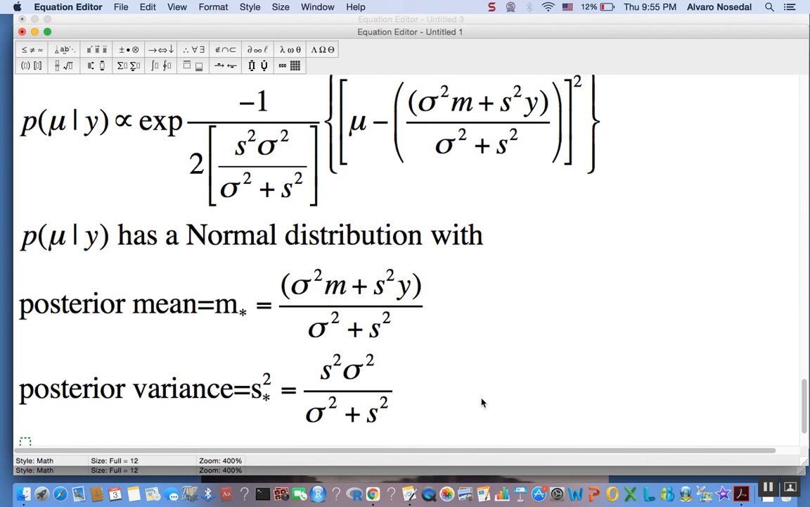Later we're going to suggest a way of memorizing these formulas, or an easier way of seeing how we're combining the information coming from your prior and your likelihood. And we're going to come up with what we call updating rules. But that's it for now.